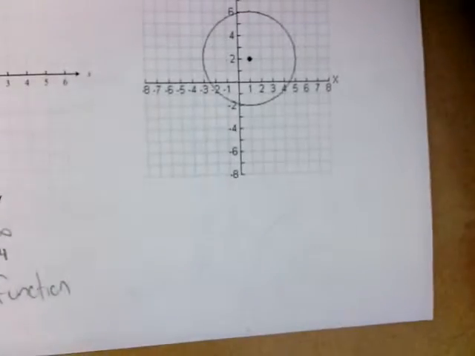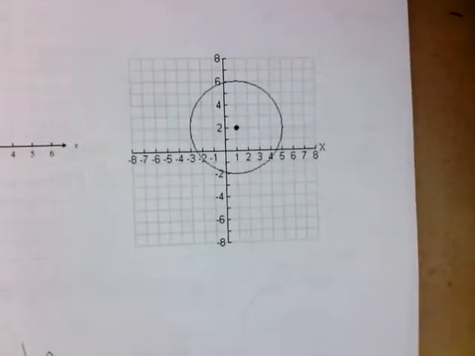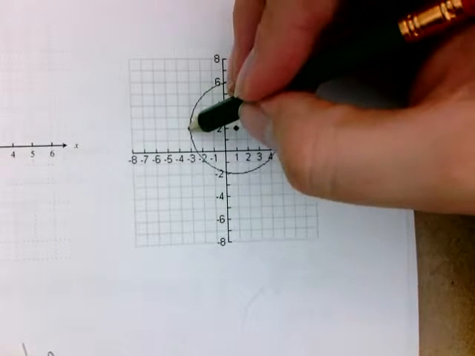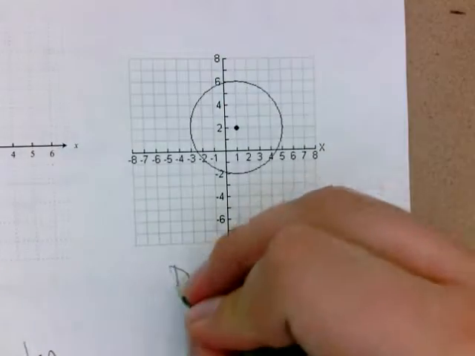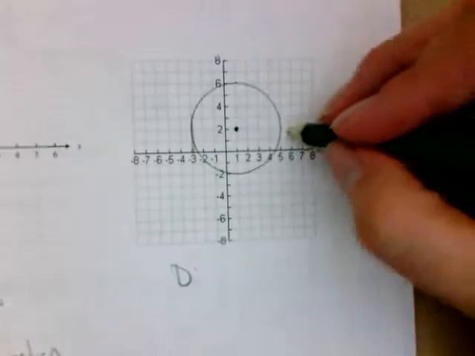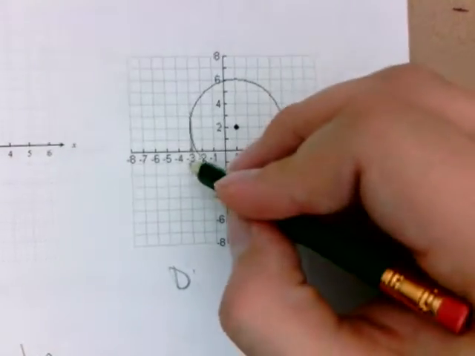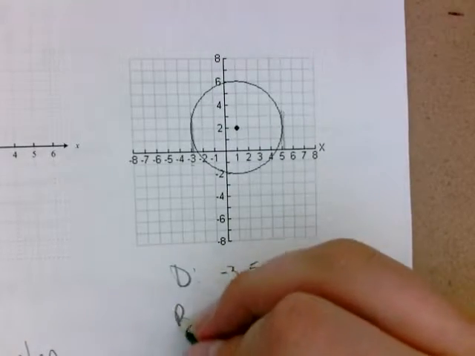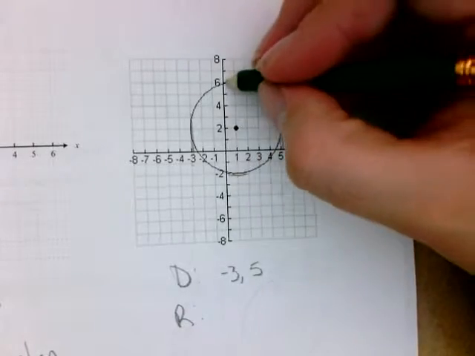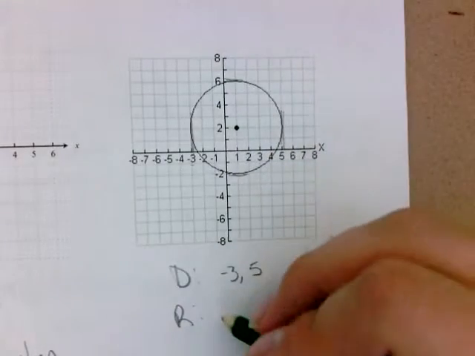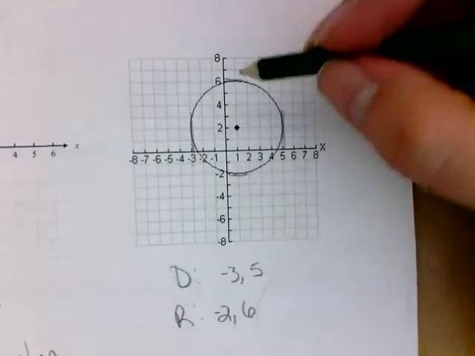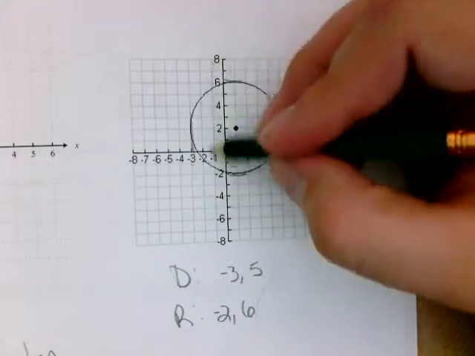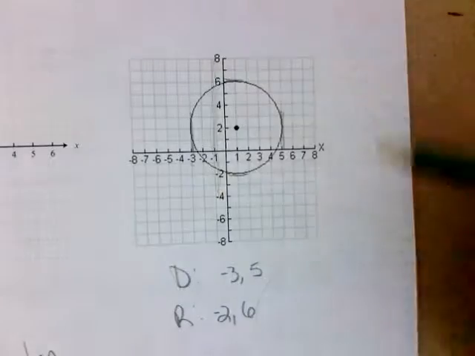Alright, circle's pretty easy to do. I can tell you right now it's not a function, but let's do the domain and range. The circle only expands out so far. It only expands out to the -3. So my domain, since this is as far as it expands this way, goes from -3 to 5. The range, it only goes down this far and it only goes up this far. So it goes from -2 to 6. Now, it's not a function because I can draw a line and it hits 2 points, so not a function.